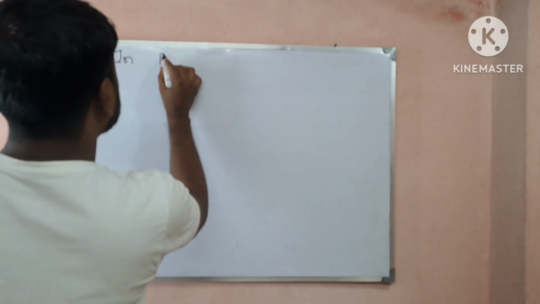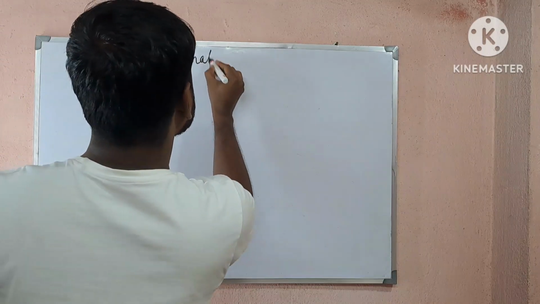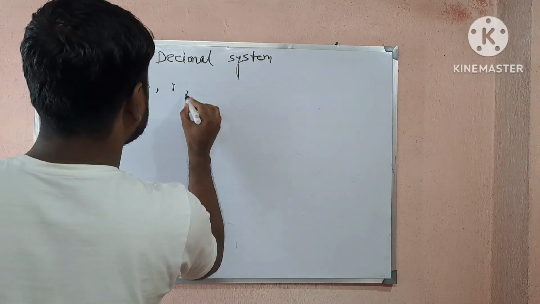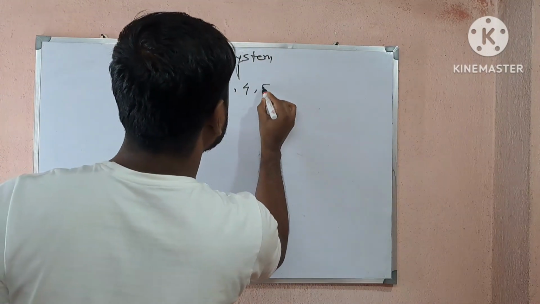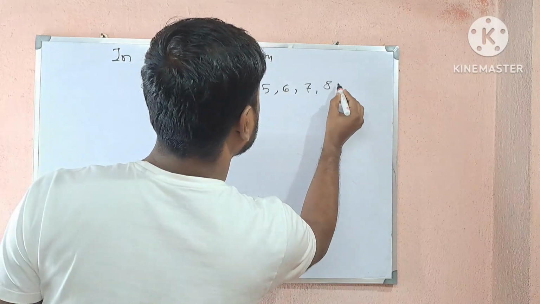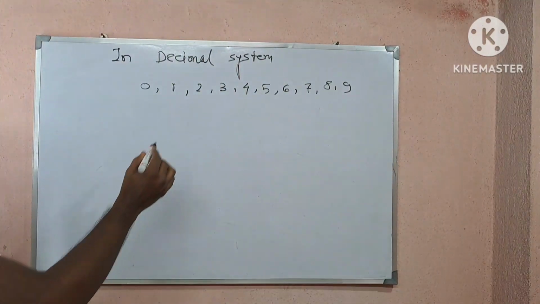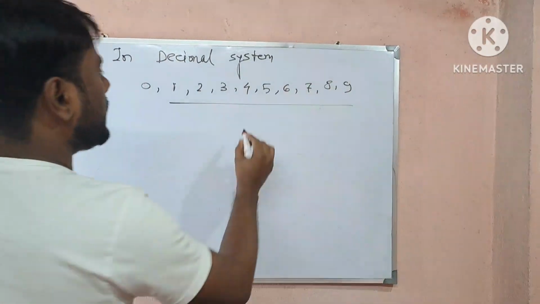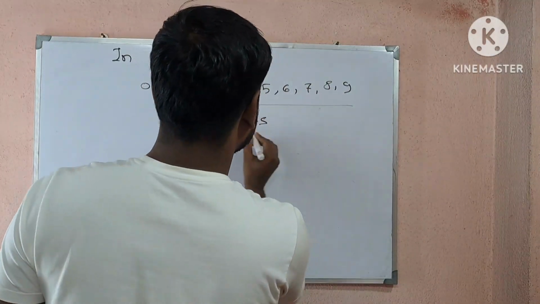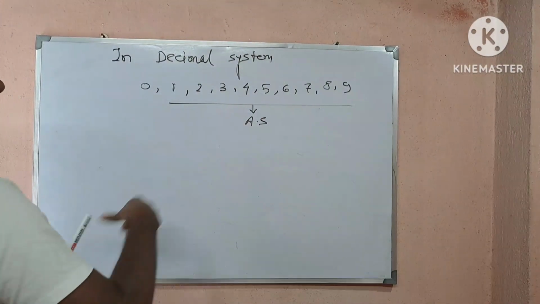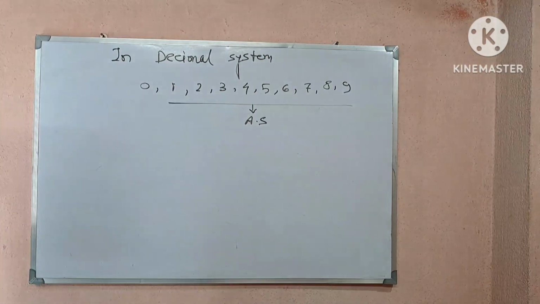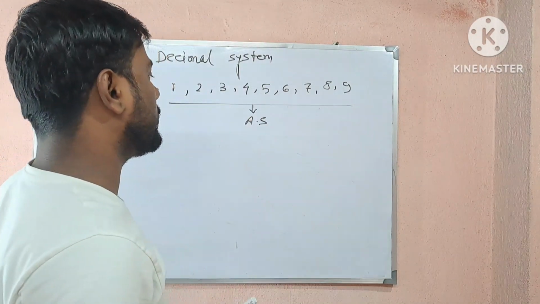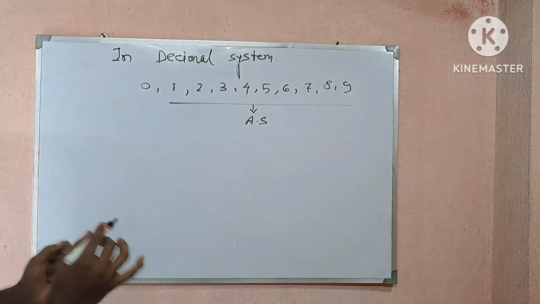In the decimal system, the numbers are 0, 1, 2, 3, 4, 5, 6, 7, 8, 9. You have to remember that the digits 1, 2, 3, 4, 5, 6, 7, 8, 9 are always significant. In any reading, if you see these numbers 1, 2, 3, 4, 5, 6, 7, 8 or 9, then you have to take them as significant numbers.